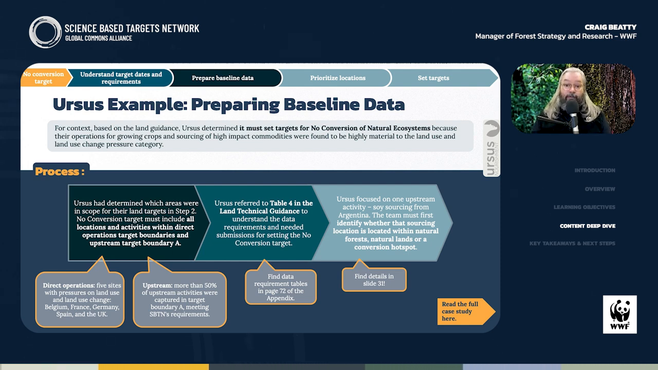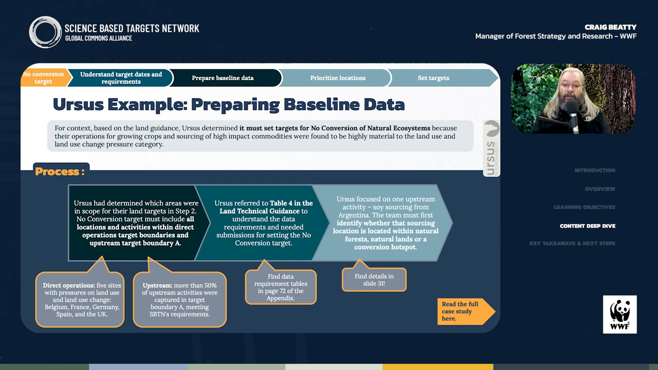From Step 2, for its direct operations, the company defined its target boundaries. It identified all 5 sites with pressures on land use and land use change in Belgium, France, Germany, Spain, and the United Kingdom, and all activities included within these basins, within each of those countries: production, manufacturing, and packaging.